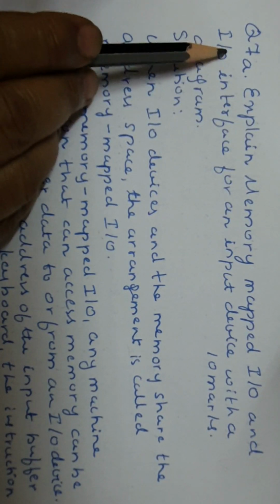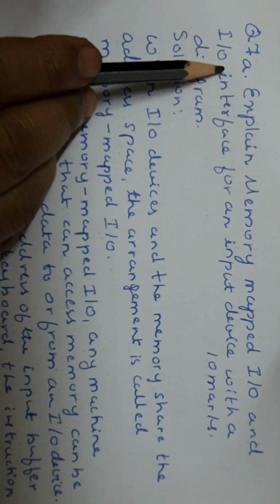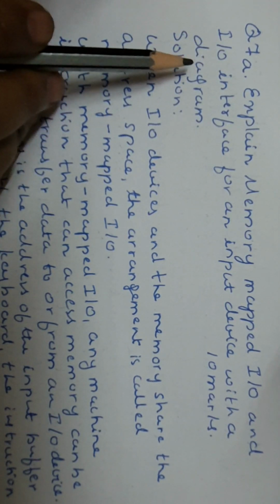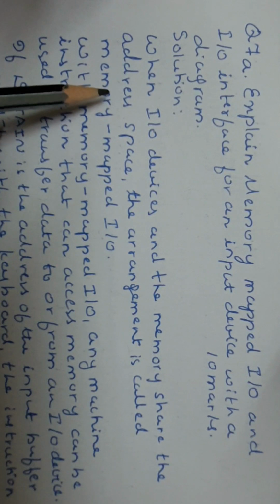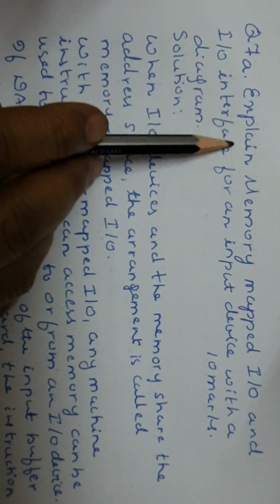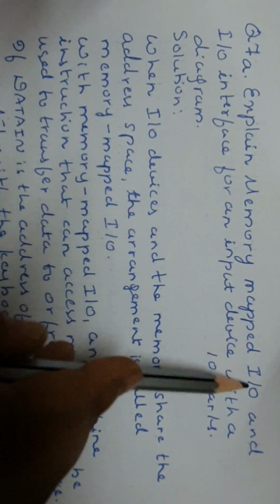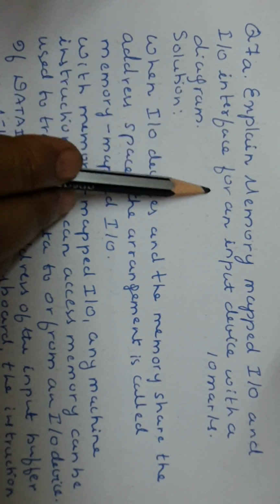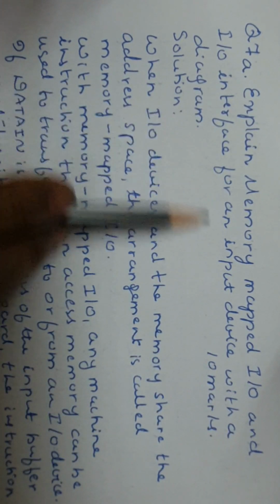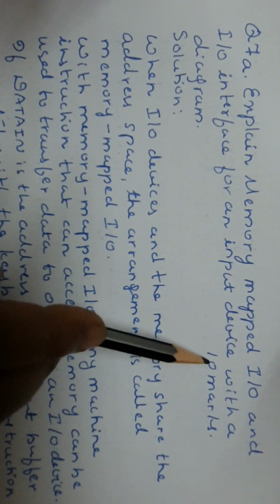Today we shall discuss question number 7a from model question paper set 1 of the subject Digital Design and Computer Organization with the subject code BCS 302. Question number 7a is as follows: Explain memory mapped IO and IO interface for an input device with a diagram. This is asked for 10 marks.